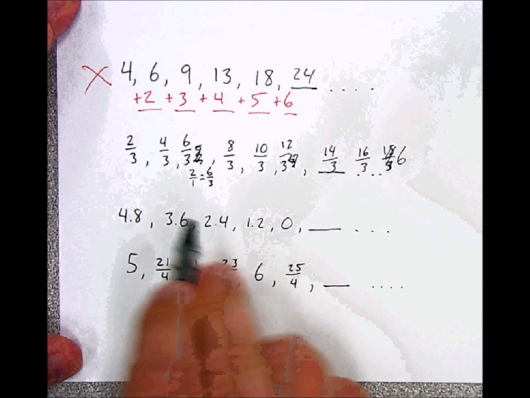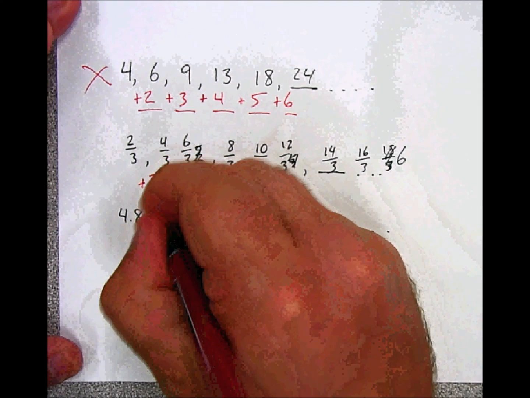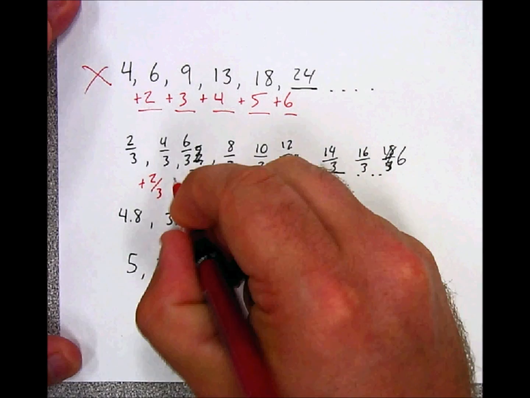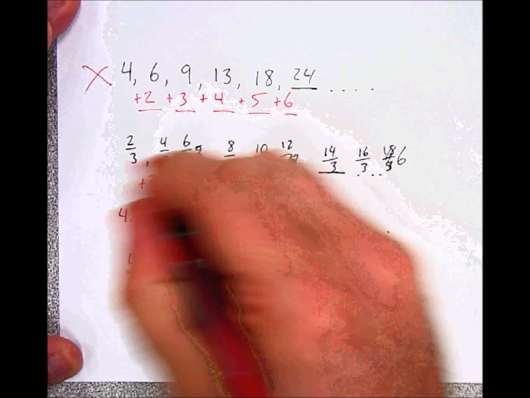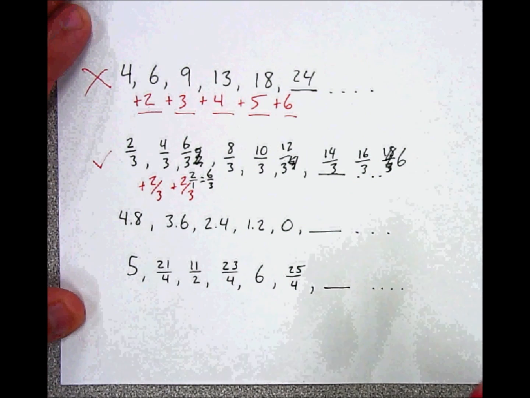So does this meet the pattern? Yeah, it's going plus 2/3 every time. And since it has that common difference every time, it's going to be arithmetic. So yes, that one's arithmetic. Okay, so let's do a couple more real quick.